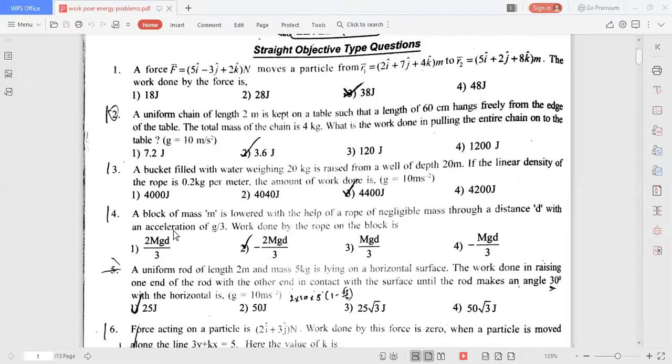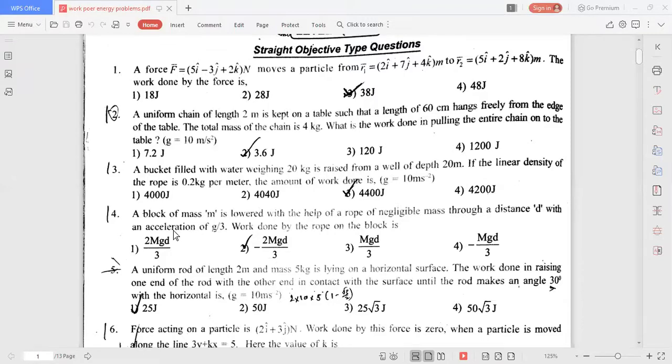A uniform rod of length 2 meters and 5 kg mass is lying on a horizontal surface. Find the work done in raising one end of the rod, with the other end in contact with the surface, until the rod makes an angle of 30 degrees with the horizontal. I think you can do this problem directly because I already discussed the concept and we have to use the same formula. So you do that problem. Next problem I will do. Sixth problem. Fifth problem you do. That is homework.